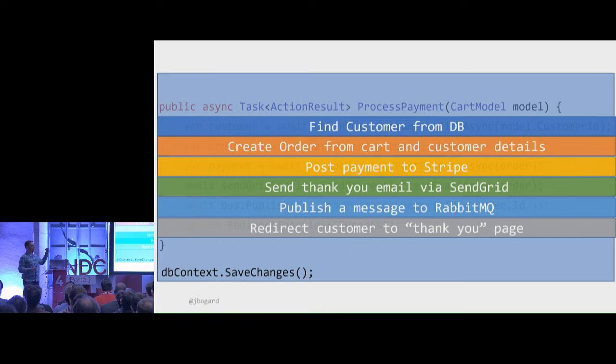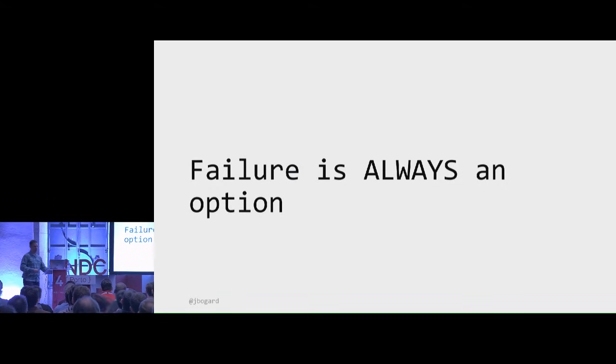Nothing in here assumes that any kind of failure can occur. Everything just assumes that everything will succeed all the time, forever and ever. And there's one thing that I've learned from building a lot of distributed systems is that failure is always an option for these kinds of systems.